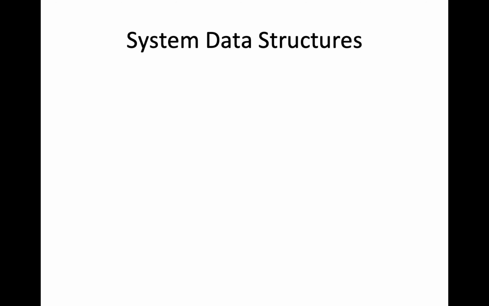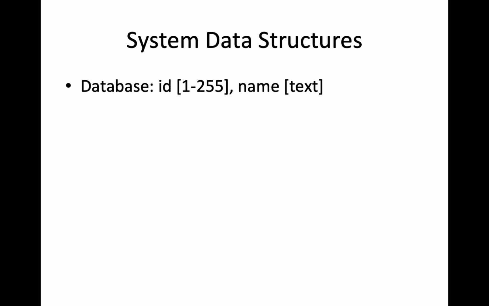So the system data structures, it will become complicated, but in the beginning, it will look like this. We have a database with an ID. The ID will range from 1 to 255. As we add databases into the system, we will increment this. So it works like an auto increment, but it will be our responsibility to assign a unique ID for every database. And then the database name, which is text. The text we can decide later how big is the text for these things.